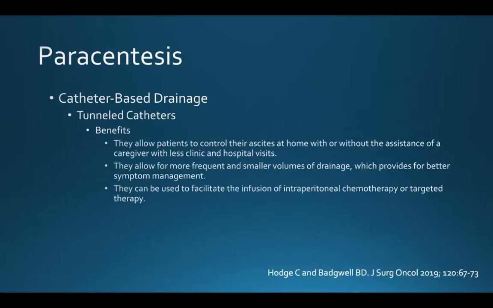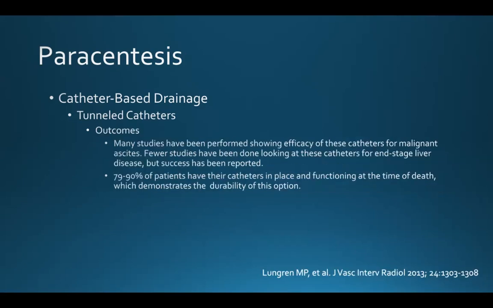These allow patients to control their ascites at home with or without the assistance of a caregiver. They also lead to fewer clinic and hospital visits. They also allow for more frequent and smaller volumes of drainage, which provides for better symptom management. And finally, they can potentially be used to facilitate the infusion of intraperitoneal chemotherapy or targeted therapy in the event of malignant ascites. Many studies have been performed showing efficacy of these catheters for malignant ascites.